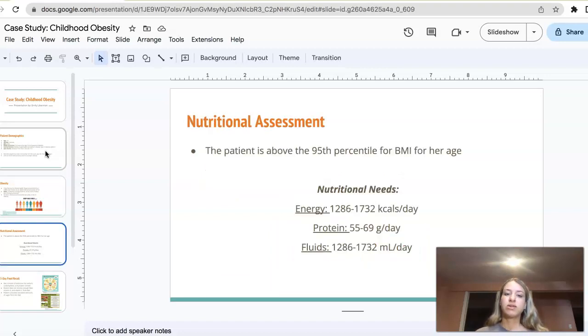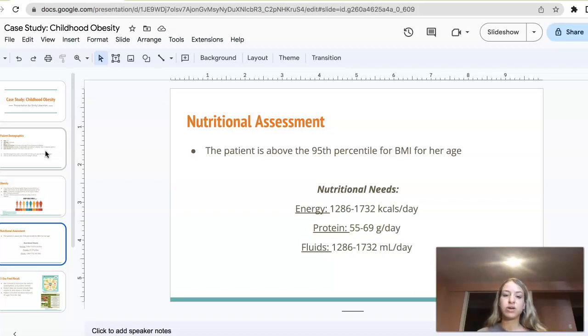So, when looking at her nutritional assessment, we can see that the patient is above the 95th percentile for BMI for her age. So, an overweight BMI would be anything in the 85th to less than the 95th percentile, and then obesity would be anything above or at the 95th percentile. So, right now, she is classified as obese in her percentile for BMI for her age group.